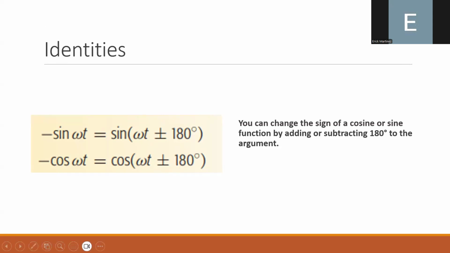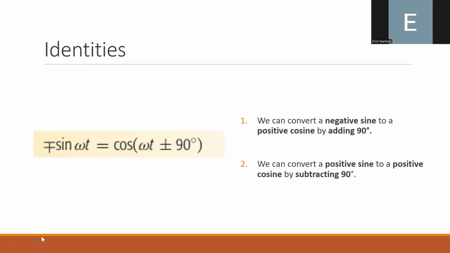Another identity that is very useful is when we want to convert the sine wave to a cosine wave. For instance, if you have a negative sine wave, you can see that we are denoting two symbols, the negative and the positive sign. If you have a negative sine wave and you want to convert it to a positive cosine, you can add 90 degrees to the argument. On the other hand, if you have a positive sine wave and you want to convert it to a positive cosine wave, you can subtract 90 degrees from the argument.